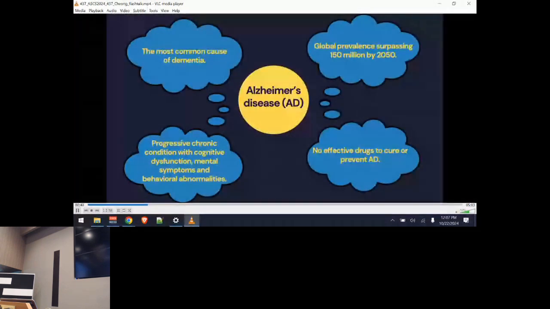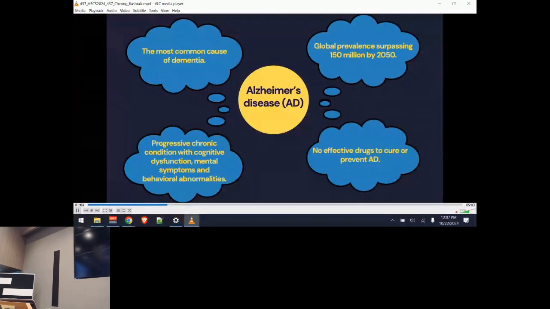Alzheimer's disease is the most common cause of dementia worldwide, with global prevalence surpassing 150 million by 2050. It is a progressive chronic condition with cognitive dysfunction, mental symptoms, and behavioral abnormalities. Today, there are no effective drugs to cure or prevent Alzheimer's disease.